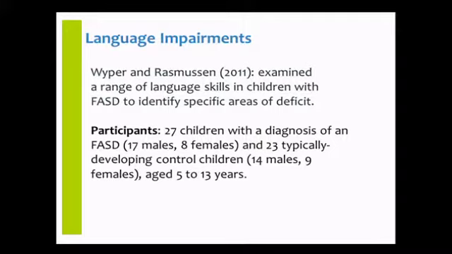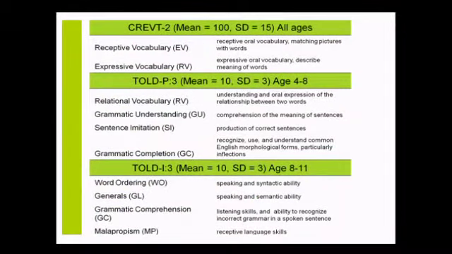So we had 27 children that were diagnosed with FASD through the Glen Rose Hospital, and 23 typically developing controls, and they were aged 5 to 13. I'm not going to go into too much detail on the tests, but one test that they were given was the CREVIT, which is a general test of receptive and expressive vocabulary. So remember, the receptive vocabulary measures your understanding of language, and the expressive is your ability to verbally produce language, okay? And then there were two tests, the TOLD, which is the test of early language development.